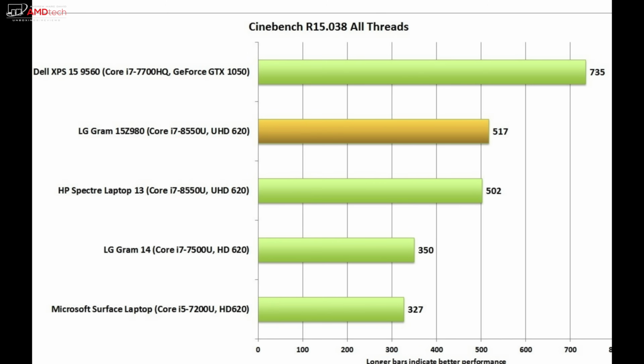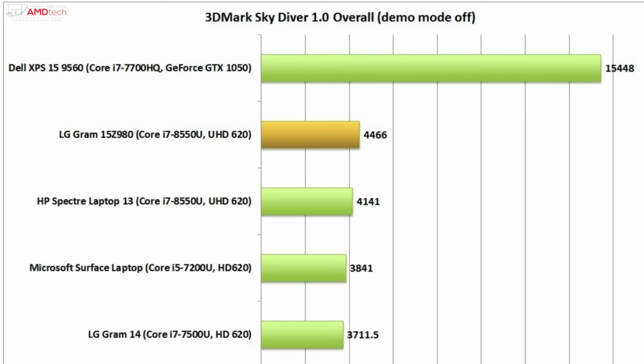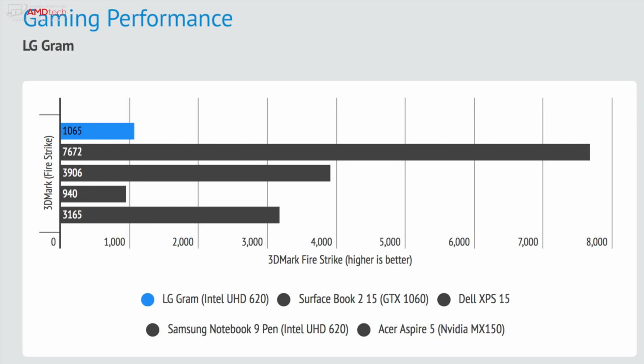Unlike some other options in this 15-inch laptop category, you don't get a dedicated GPU like you'd get on, say, the Surface Book 2 or the Dell XPS 15. Those run something like the GTX 1050 or the 1060, and not even the MX150 like you'd find in the HP Spectre x360 15-inch model.